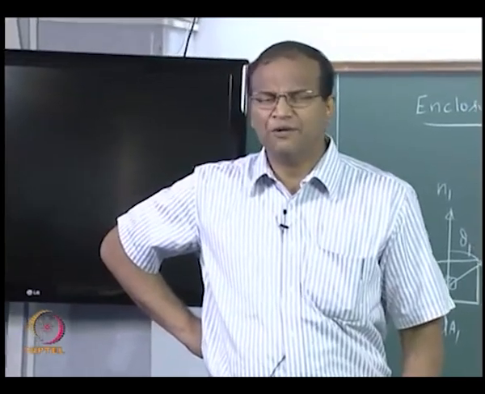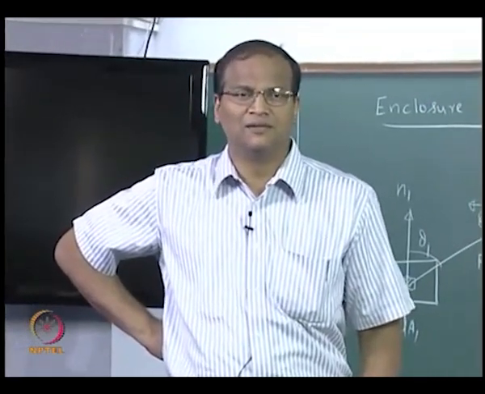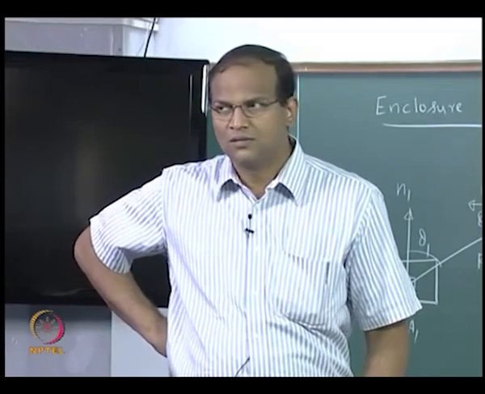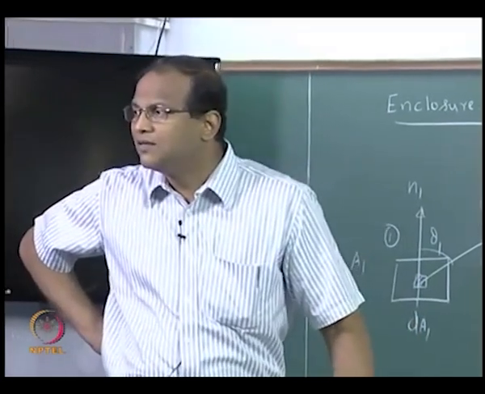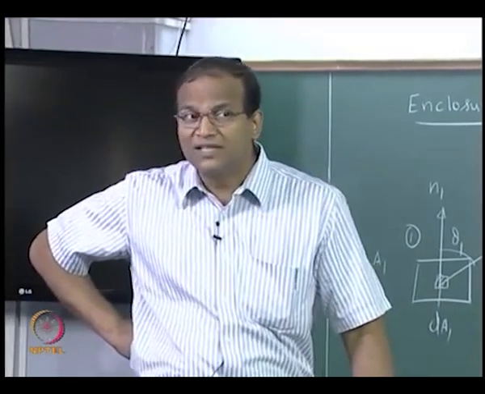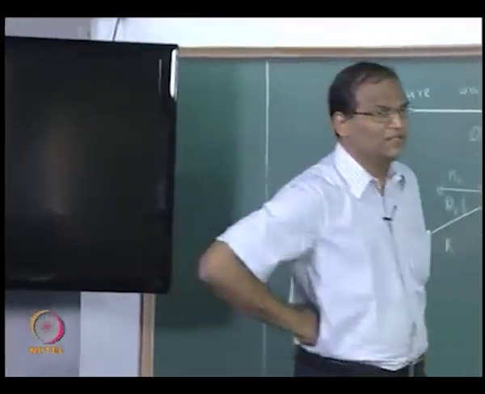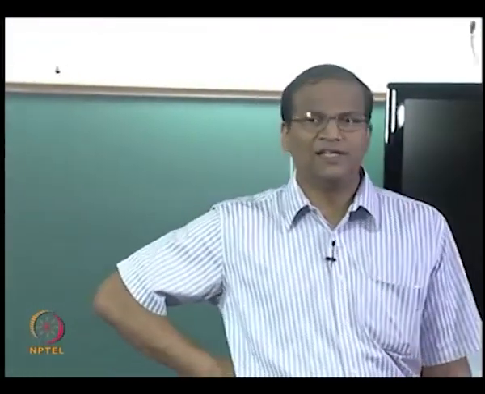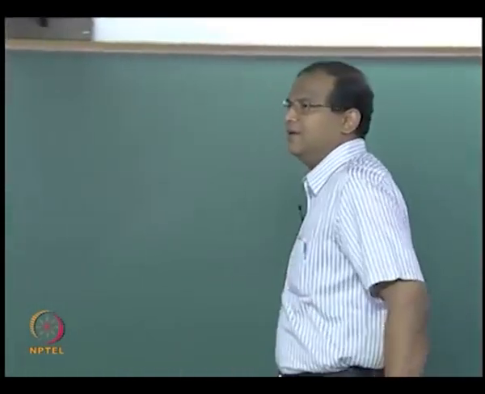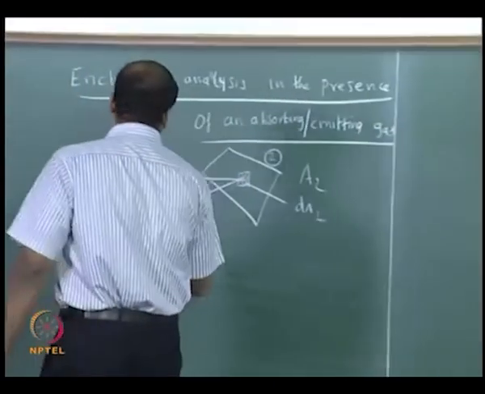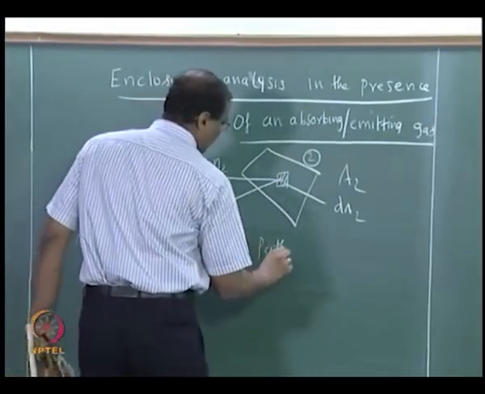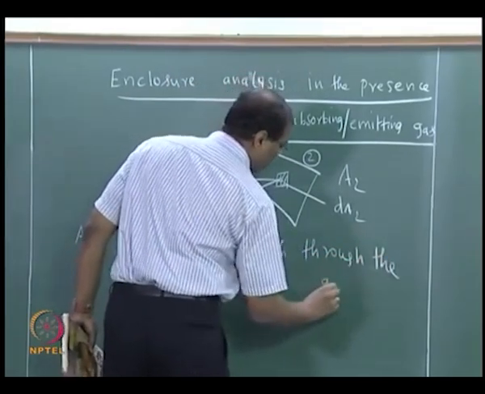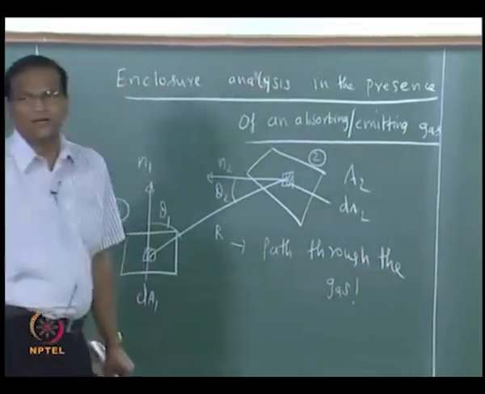But what is the difference between this r and the r we considered earlier? This r is the path through the gas. Previously that r was through the vacuum or some transparent medium. So r is basically the path in the gas. Please keep it in mind.